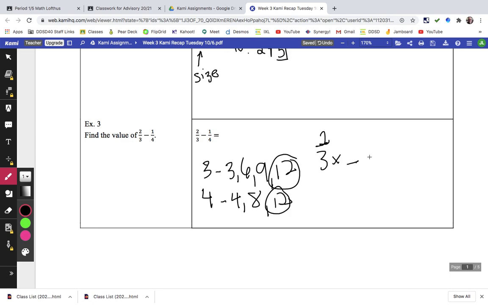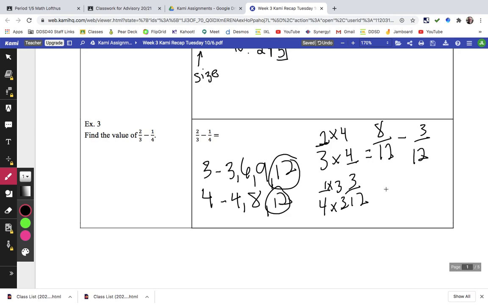I'm going to figure out what I multiply by 3 to get 12. It turns out to be 4. So I have to multiply 2 times 4, and that's 8/12. I'll do the same thing with 1/4. 4 times something is equal to 12. Turns out to be 3. 1 times 3 is equal to 3. So we do 8/12 minus 3/12.